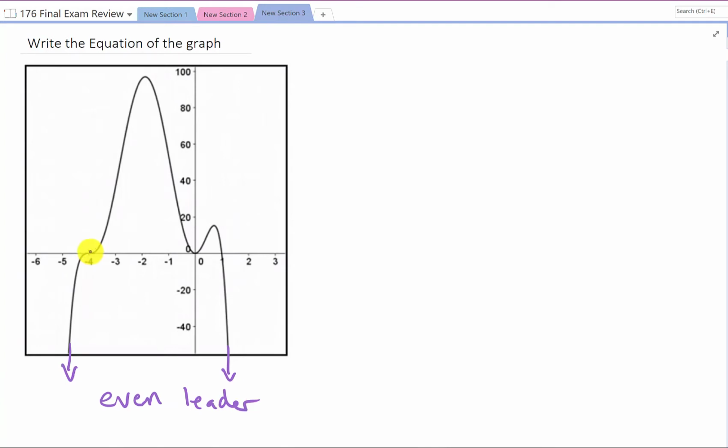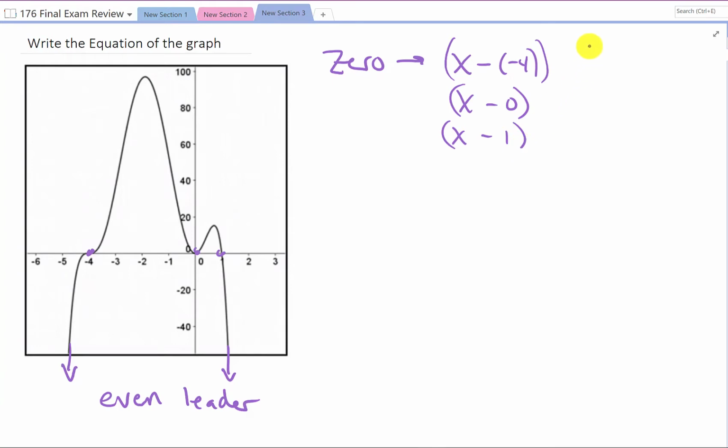Another clue is zeros. We have a 0 here, a 0 here, and a 0 here. So each 0 corresponds to a linear factor. X minus -4 has to be a linear factor. X minus 0 has to be a linear factor. And x minus 1 has to be a linear factor. Now this one up here, x minus -4, I can just say is x + 4. So all of those linear factors have to be part of the polynomial.